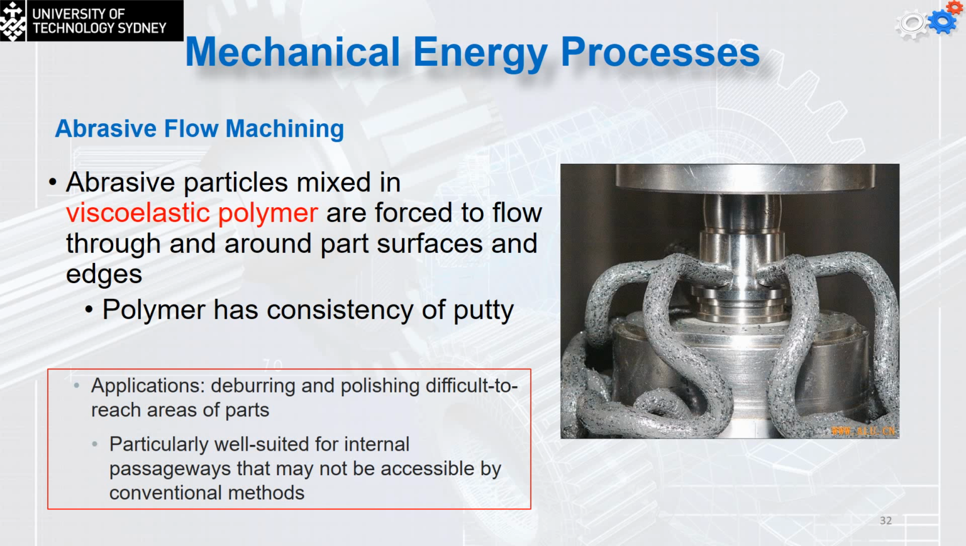I think I have a video on the next page. The application is deburring and polishing of difficult to reach areas of the part, like the internal cavities. You can use this, for example, in an engine block to clean all the water passages inside. But they don't use it. Why? The machine is quite expensive. And it is particularly well suited for internal passageways that may not be accessible by conventional methods.